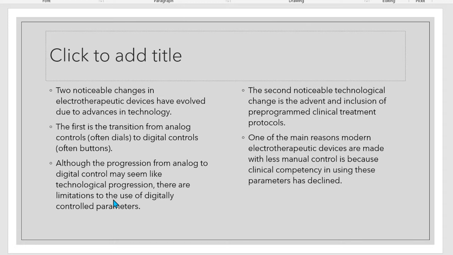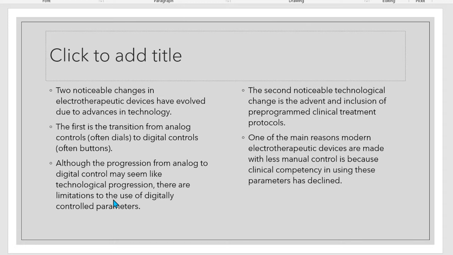The numbers indicate the parameters of the modalities that you use, with regards to frequency, pulse width, and the on and off time. It is already indicated. So although the progression from analog to digital control may seem like technological progression, there are still limitations to the use of digitally controlled parameters.